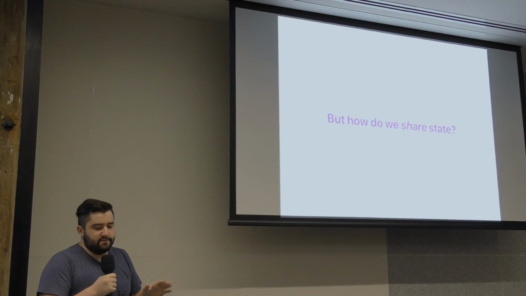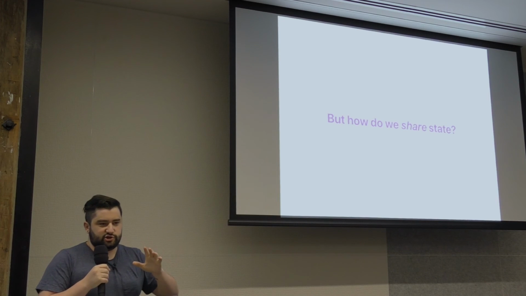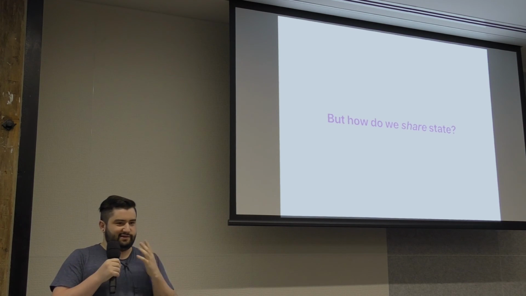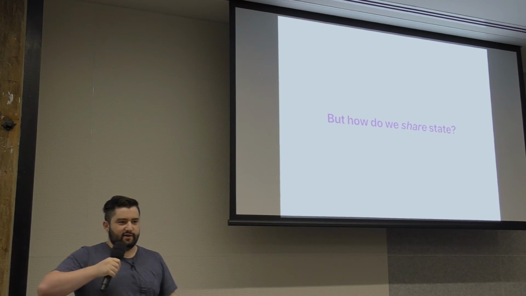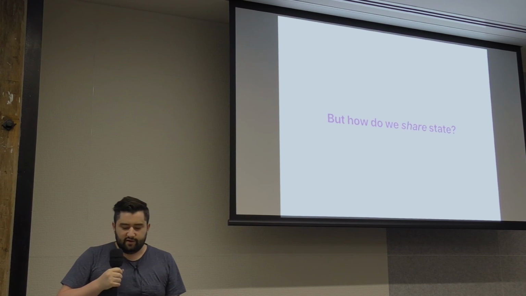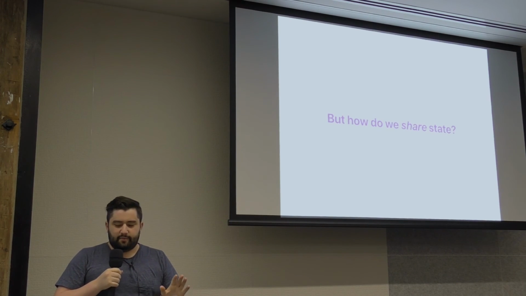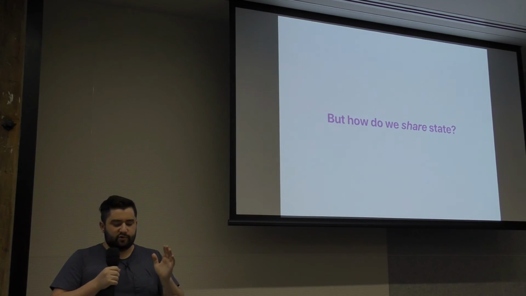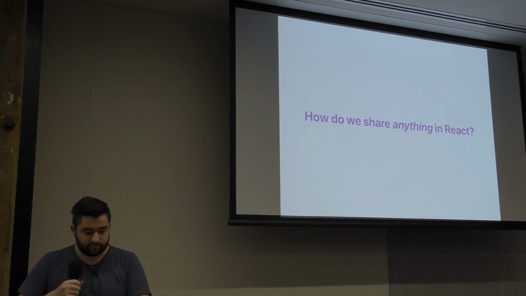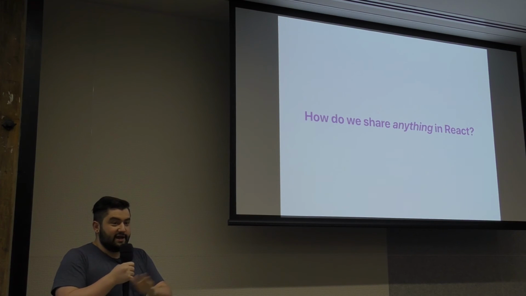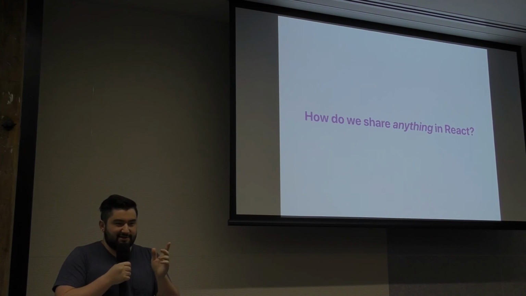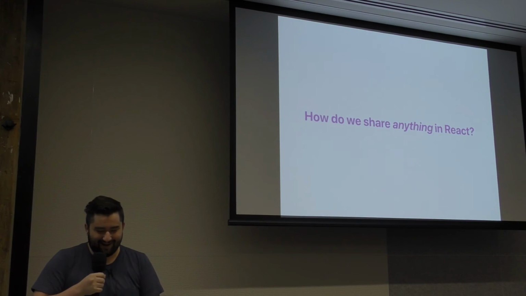The problem comes when we have to share state between our components. This is where libraries like Flux and Redux come in, and we start having these really deep conversations about how we model the entire universe. But let's back up from all of that and go back to the core question of how do we share state between components in React? Well, how do we share anything in React? Context.